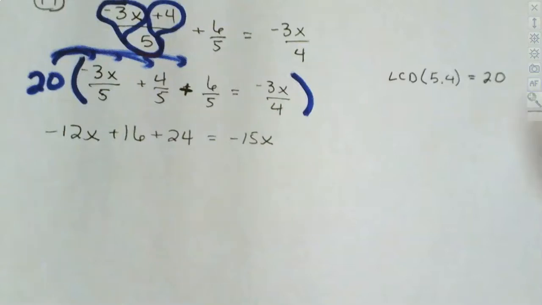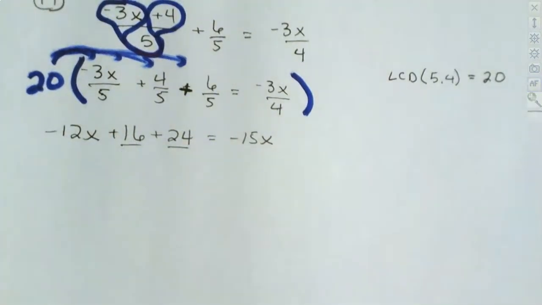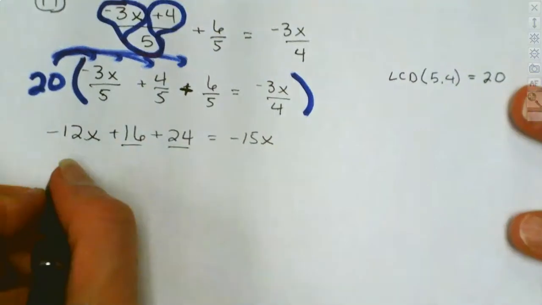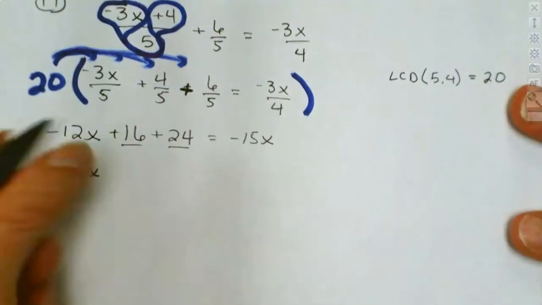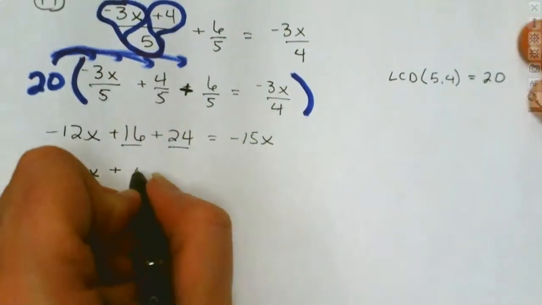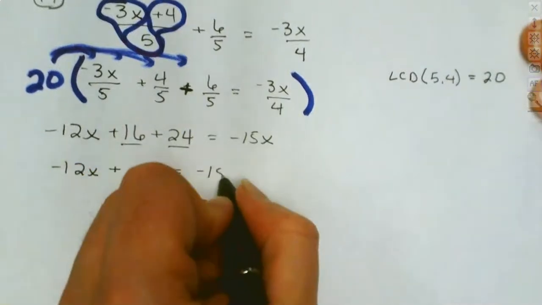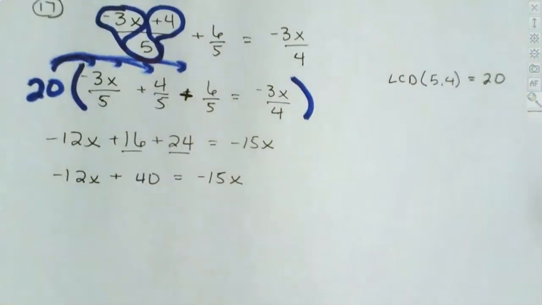Now we can go ahead and clean this up. So we're going to look at the 16 and the 24. Now they're on the same side of the equal bar, so they can go together. And we've got 16 and 24. That should make it a 40, doesn't it? You can always double check yourself if you need to, but that's going to be that 40 there. And it equals a minus 15x.